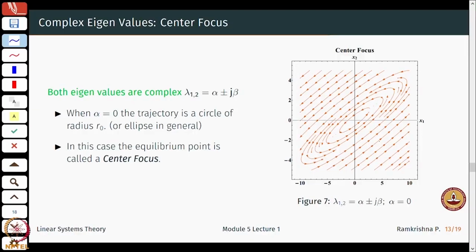So if I come back to my x1 x2 plane, these could in general be ellipses, right. When alpha equal to 0, the trajectories are just periodic orbits around the origin, like here, or this one. They are either a circle of radius r in this case, or more generally they will look like an ellipse. In this case the equilibrium point is called a center. If I look at it, this also corresponds to a few cases that we learnt earlier, right. This is usually the undamped case.